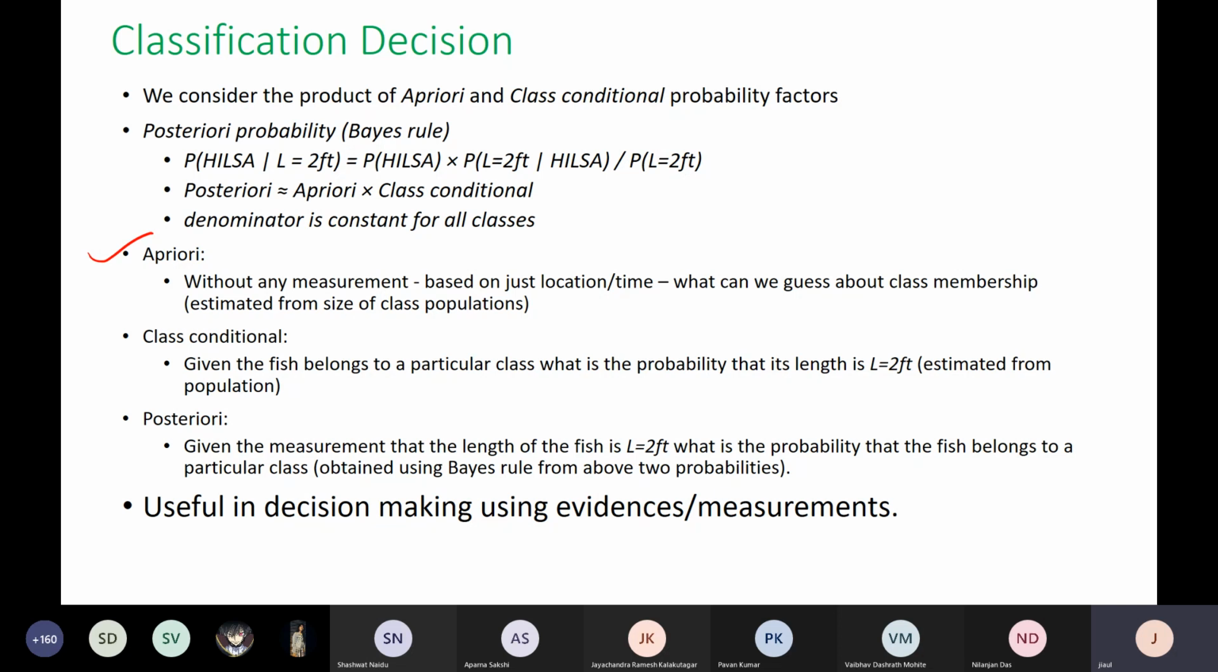We are actually trying to measure the posterior probability finally, because the observation that we have is the length of the fish, and from this we want to predict whether it is going to be Hilsha or Tuna. That's the posterior probability. These three concepts we use all the time in Bayesian decision making. This is not only for classification, other applications can use it as well. So these are three important probabilistic concepts that we use.